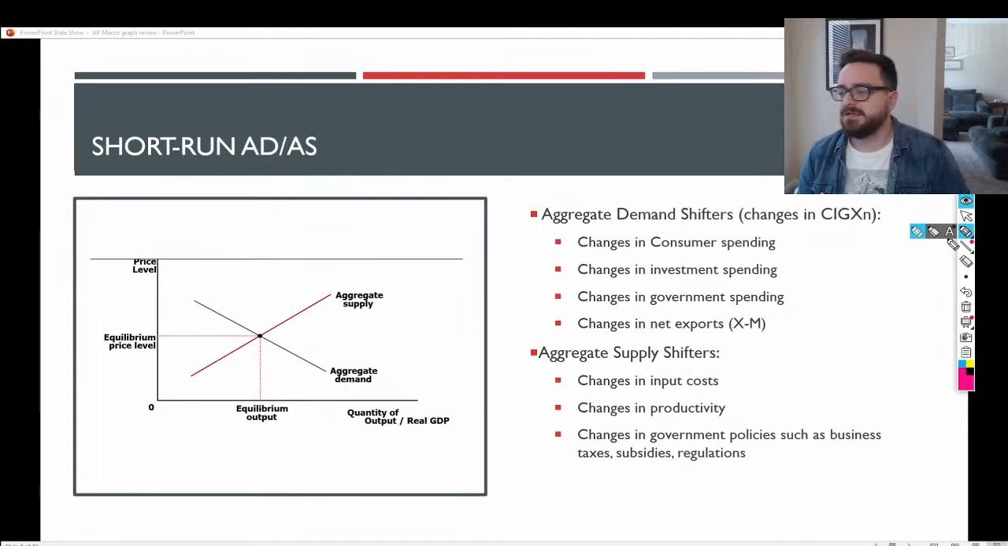So when we're talking about government regulations and policies, be aware that even though decreasing aggregate supply is bad, there are situations where you should probably do it.